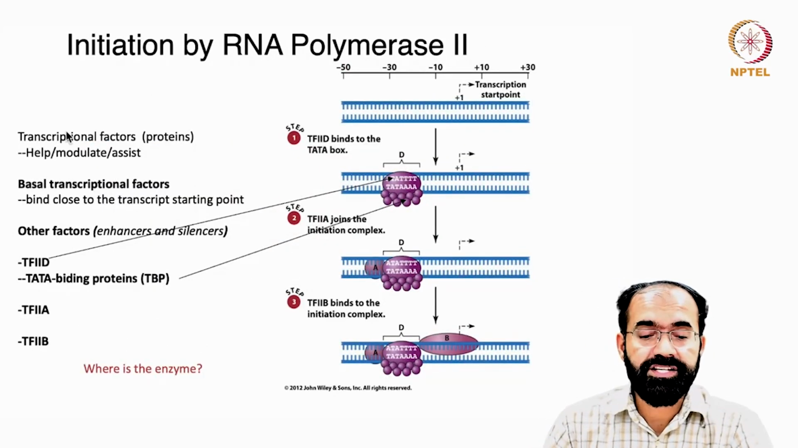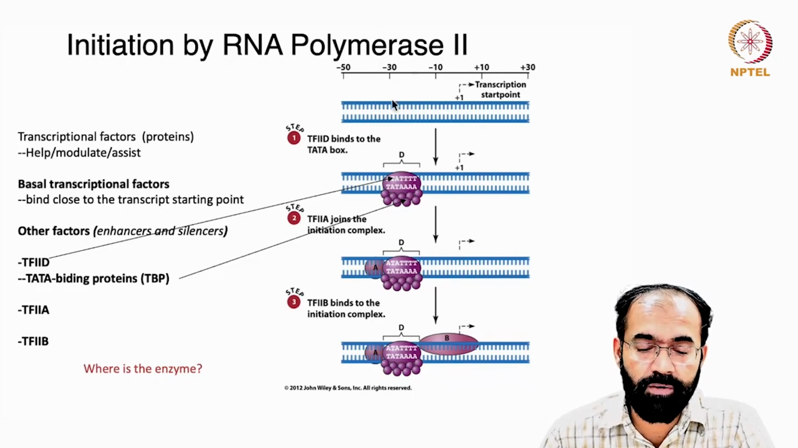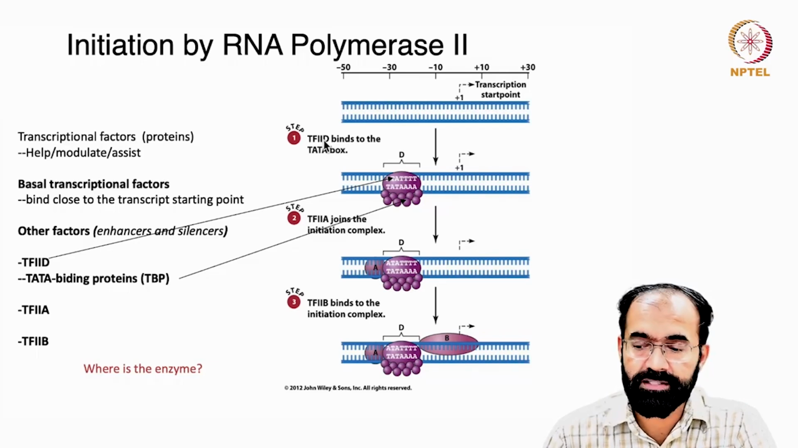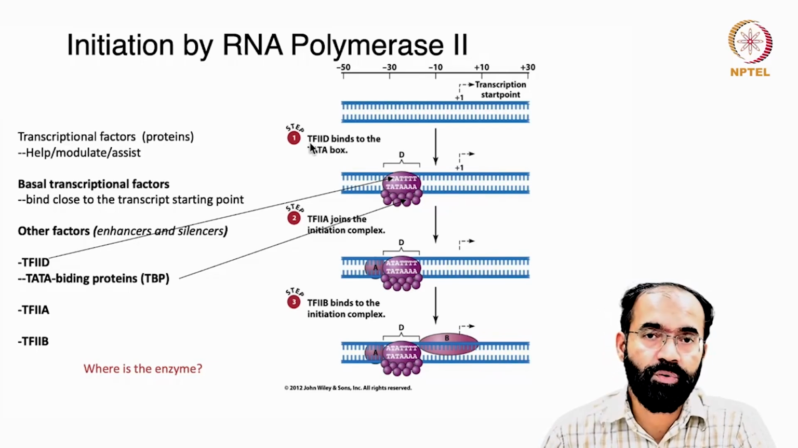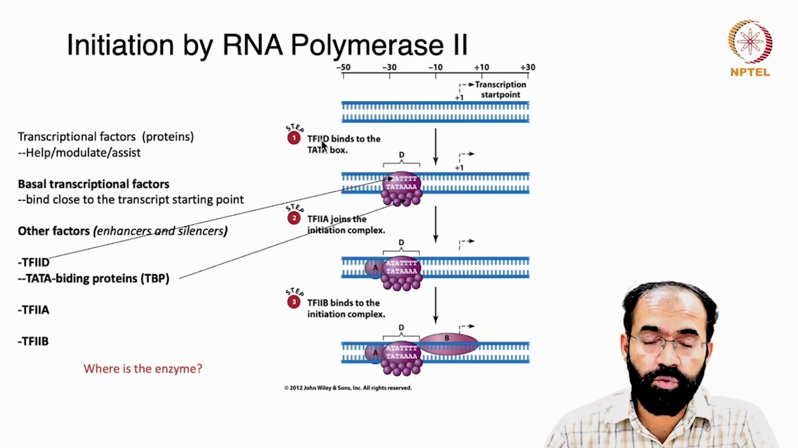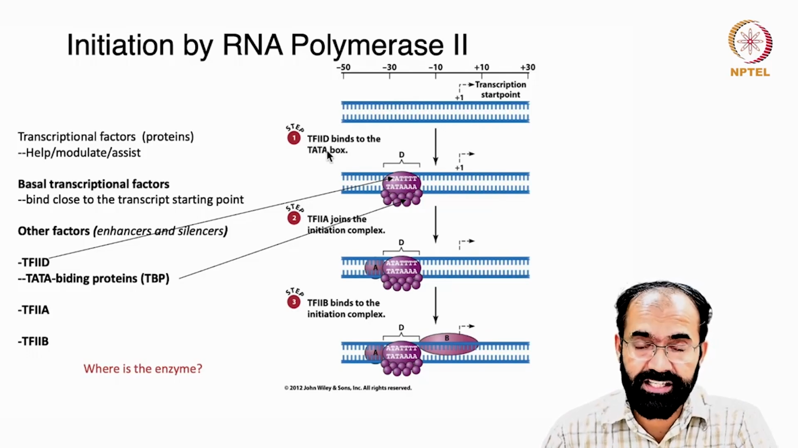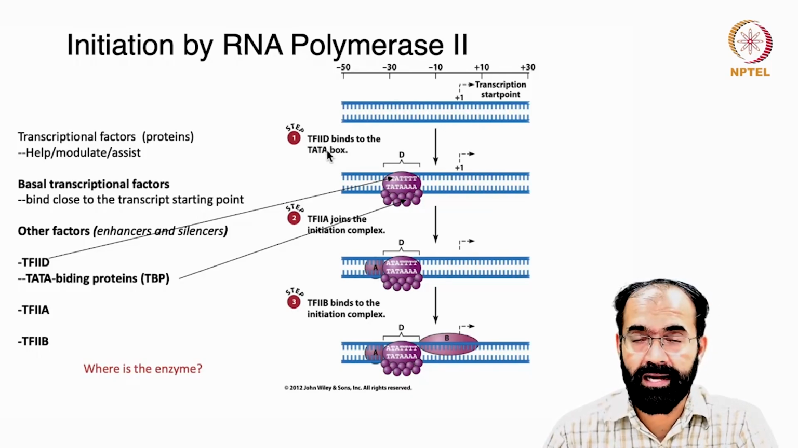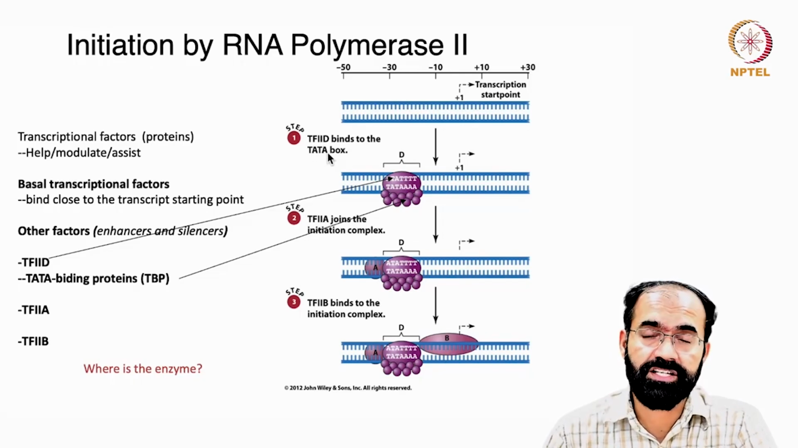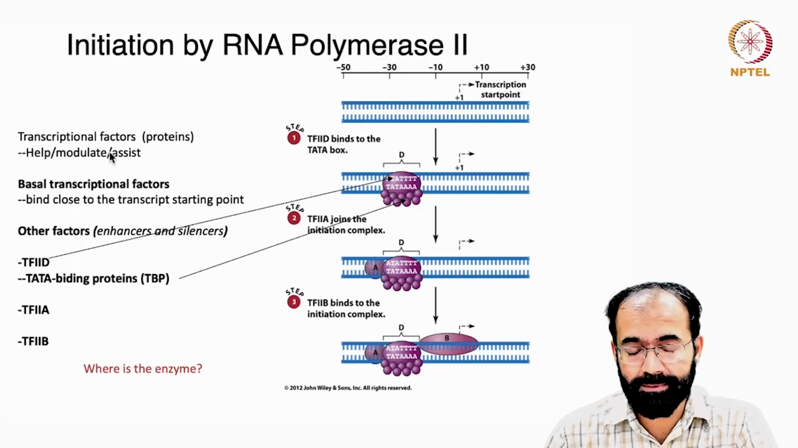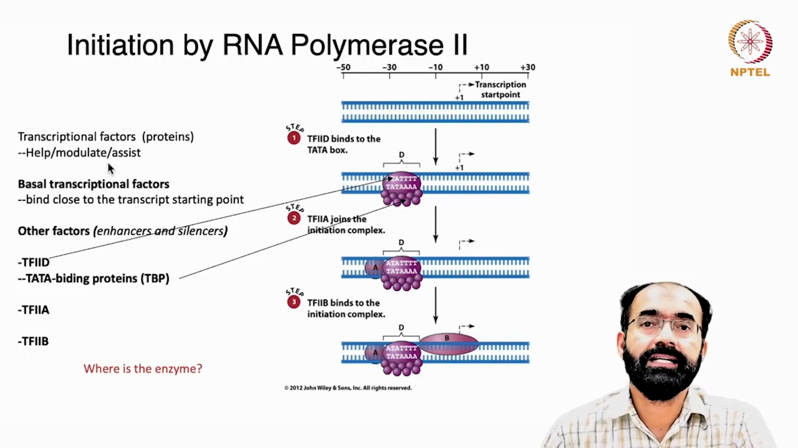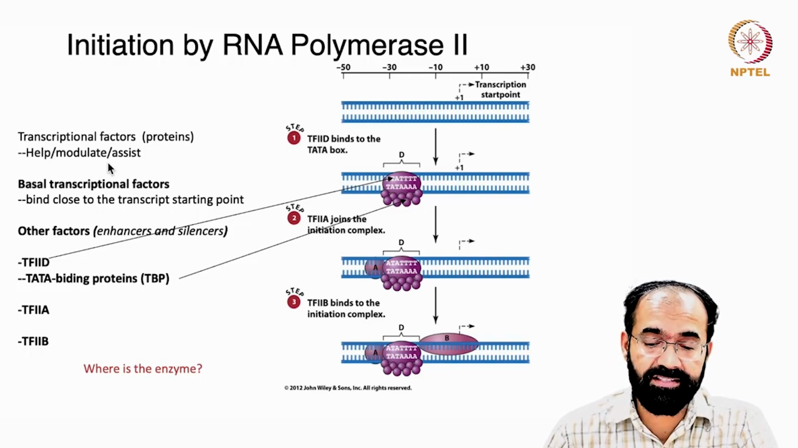So if you see initiation of transcription by RNA polymerase II, it starts with one component of the RNA polymerase. There are 12 different subunits in the RNA polymerase complex. TFIID is an initiator molecule of the RNA polymerase II transcription. It binds onto the TATA box region of the promoter. And transcription factors are nothing but proteins that help or modulate the transcription of mRNA in this case.